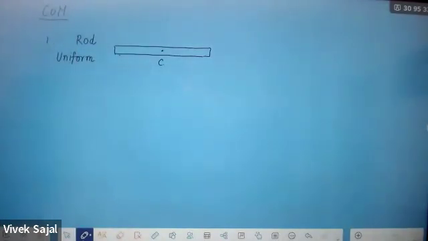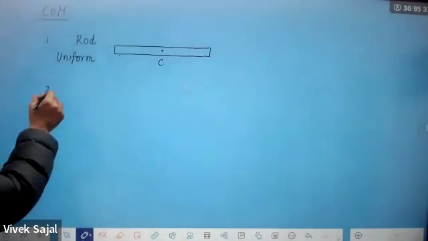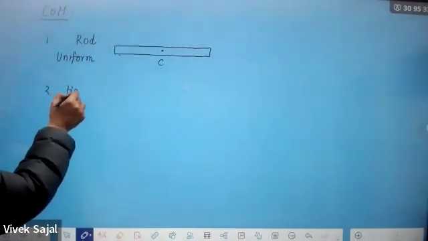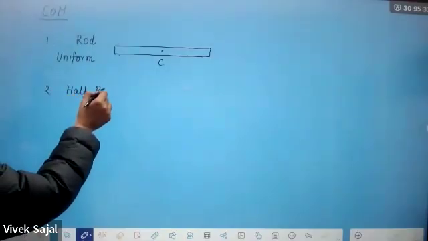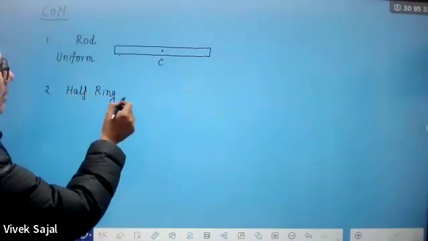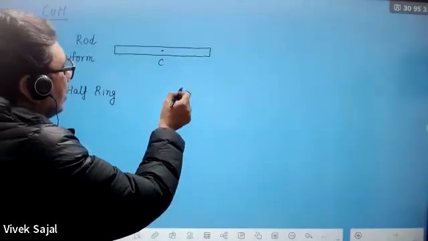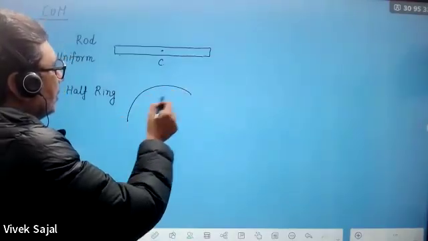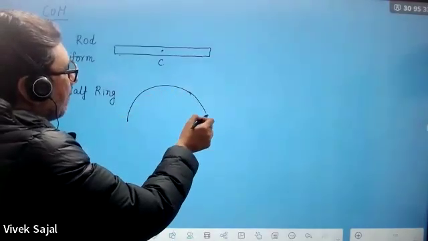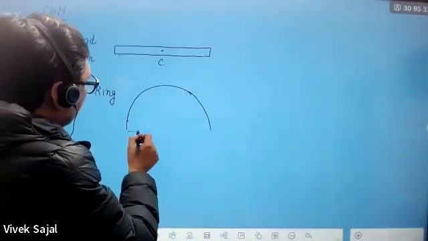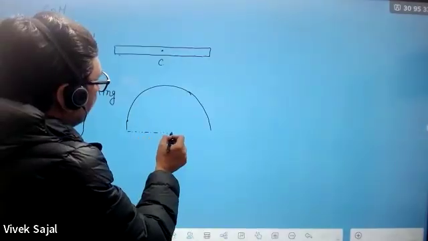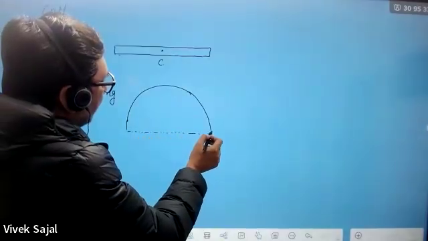Second is half ring. You have to remember this. So if you are having a ring like this, half ring, this will be very helpful if you remember these formulas.